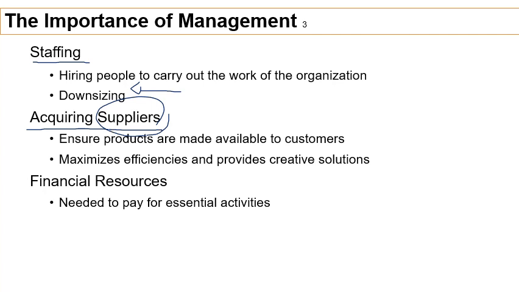Another important aspect, other than acquiring suppliers, is obtaining the right financial resources, right? So for us within the firm to really be able to function at all, especially if you're talking about a small firm, but even large firms, as we will see, Boeing is going through this right now. You need financial resources so that you can actually survive.